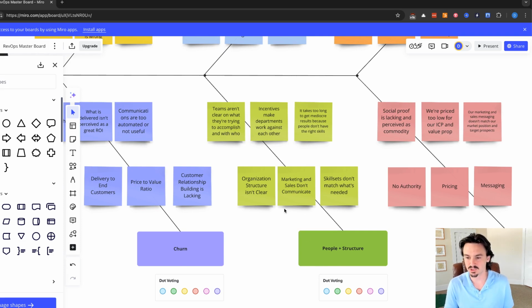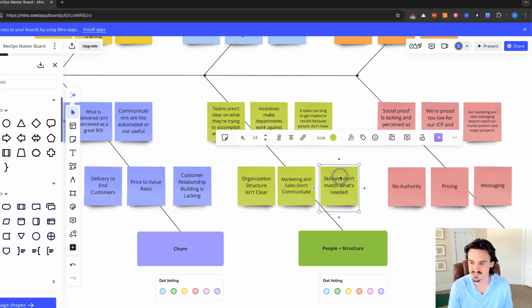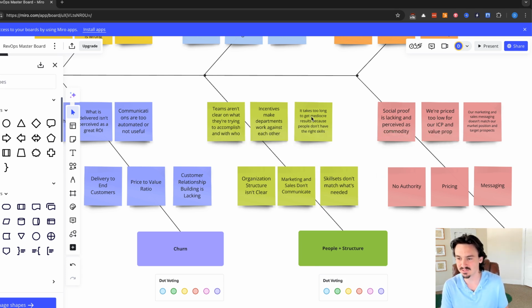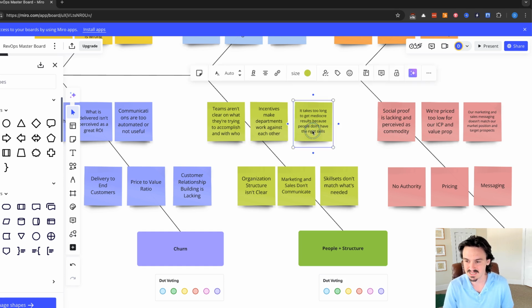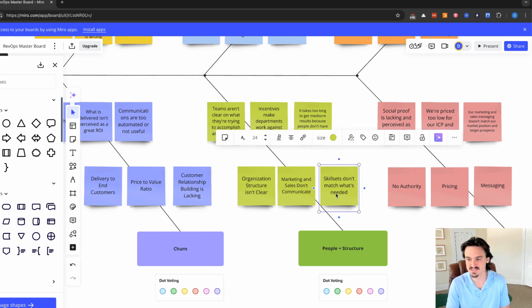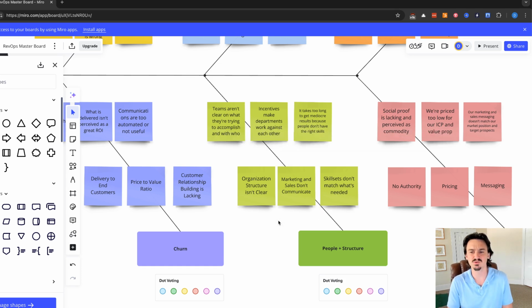Next, people and structure. Organizational structure isn't clear. Marketing and sales don't communicate. Skill sets don't match what is needed. It takes too long to get mediocre results because people don't have the right skills. And so this will cause revenue leakage because marketing is less efficient, sales is less efficient, delivery is less efficient, and then you have problems entirely down the organization. So you need to make sure you have the right skill sets for what you're trying to deliver.